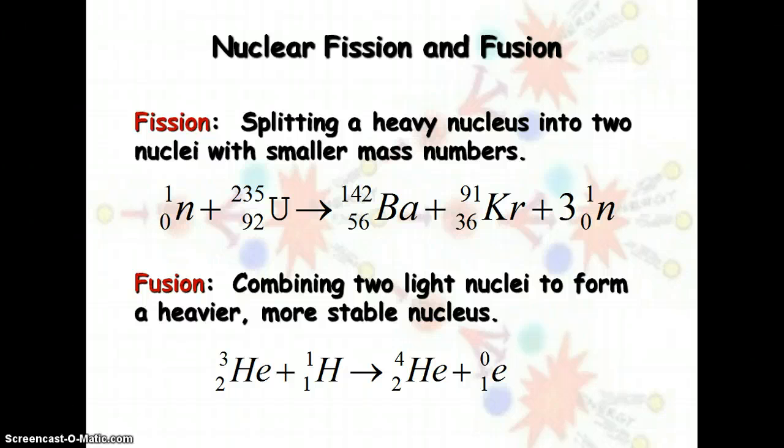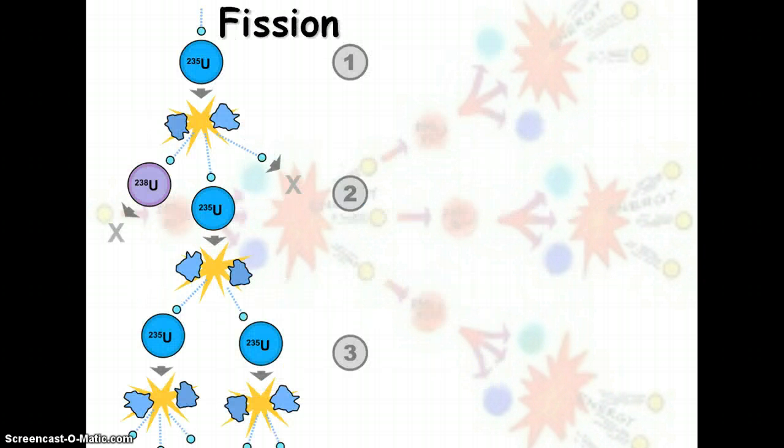So in the top one, we have uranium, which is radioactive. It is bombarded with a neutron, and it splits and makes barium and krypton, and then gives off 3 neutrons. Down here, fusion, you have a helium and a hydrogen, and they combine to form a helium-4. Okay, so a larger helium, a different isotope of helium nucleus, and then they emit an electron.